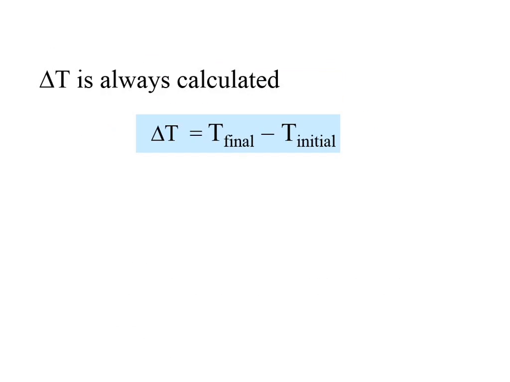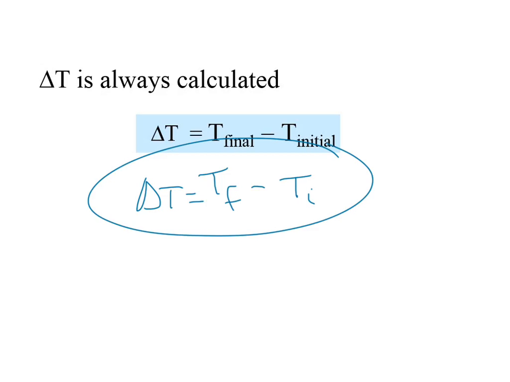And our deltas are always final minus initial. So in this case, it's T sub F minus T sub I. Okay. So this is T sub F, and this is T sub I. And always show your work. A lot of times students won't want to show this step, but you have to show this step. Show this, please.